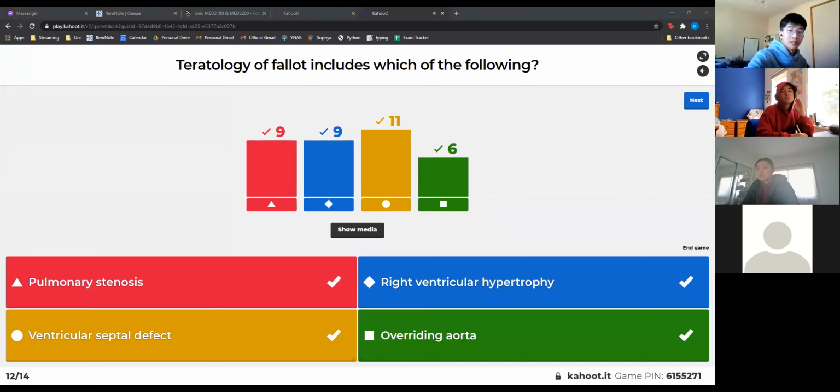Yeah, good. So it's a congenital condition. The babies are normally blue, so they're cyanotic. And that's because you're kind of mixing your deoxygenated blood with your oxygenated blood. So the way I like to think of it is starting with pulmonary stenosis.